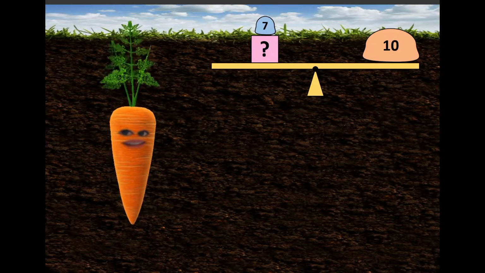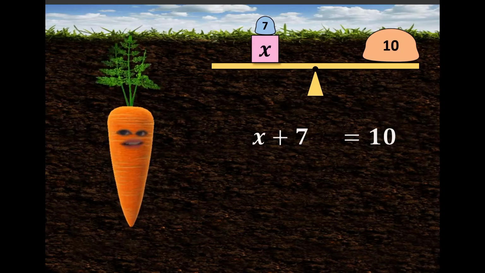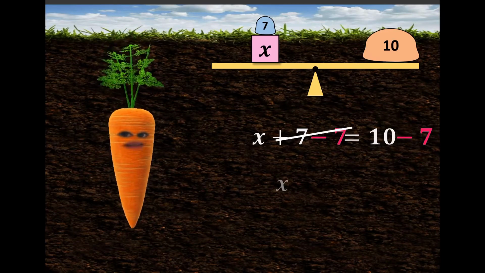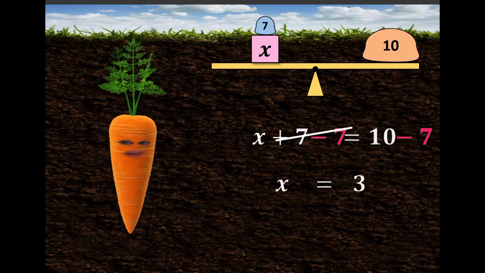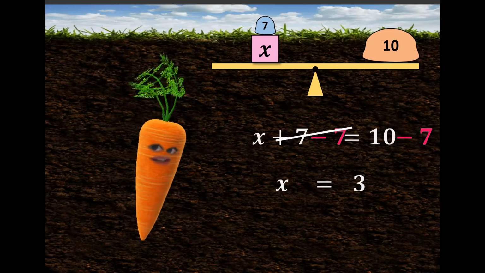What about this? Something plus 7 is equal to 10. So this time, we need to remove 7 from each side. So now we have x is equal to 10 minus 7, which is 3. So when we had plus 7, we minus 7 on the other side.